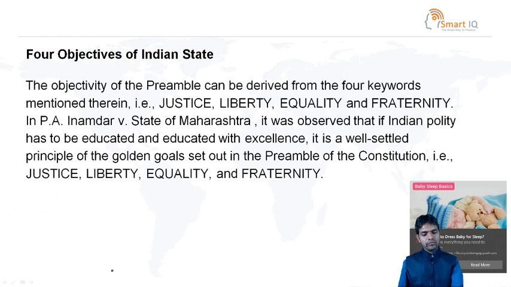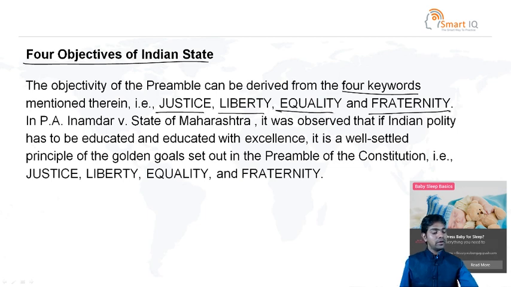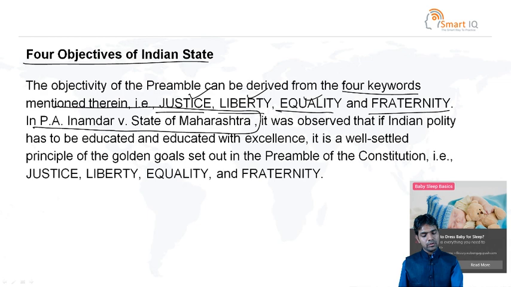So next are the 4 objectives of the Indian state mentioned in the preamble. What are the 4 objectives? The objectives of the preamble can be derived from the 4 keywords mentioned therein, that is justice, liberty, equality and fraternity. This is very important. These are the 4 objectives of the Indian state told by the preamble.